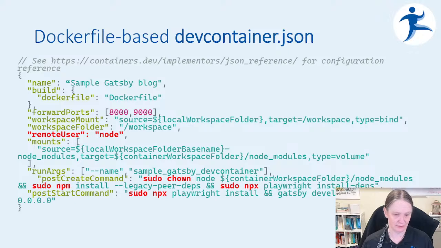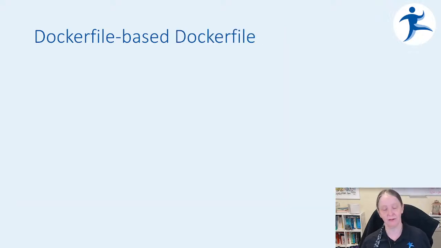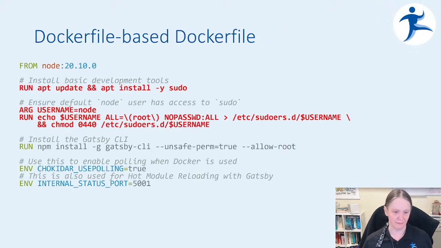Now let's take a look at the other part of this. So remember, this is Dockerfile based. So we have a Docker file. So this is our Docker file. And you can see that it's node 20. But the key things that are bolded are things like I have to install sudo. That's not included in the base image. And then I have to make sure that they have the ability to use the command.